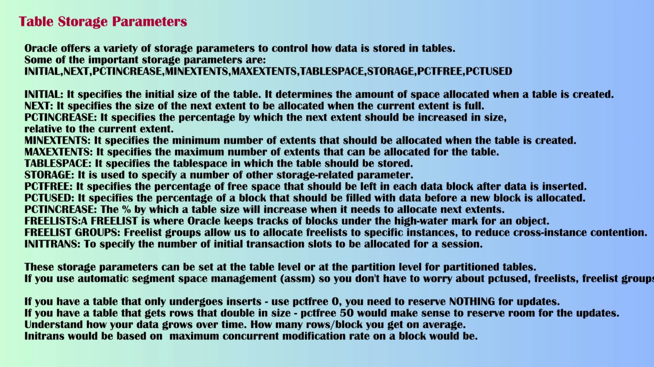Each object will have at least one freelist associated with it. As blocks are used, they will be placed on or taken off the freelist as needed. Each free list group manages the free space in a separate list. It is used for parallel insert operations to reduce contention. Freelist groups allow us to allocate freelists to specific instances to reduce cross-instance contention for space.